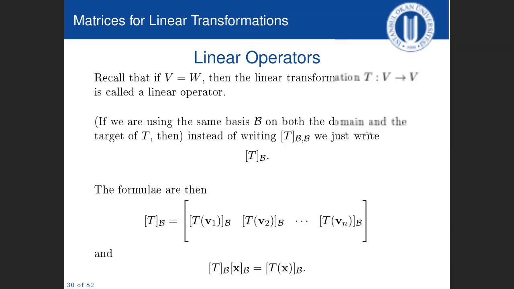And then the formula is: the matrix for T relative to the basis B is the matrix where the first column is the coordinates of T of V1, the second column is the coordinates of T of V2, etc. And the way we use this to change coordinates to coordinates is [T]_B multiplied by [x]_B is equal to [T(x)]_B.